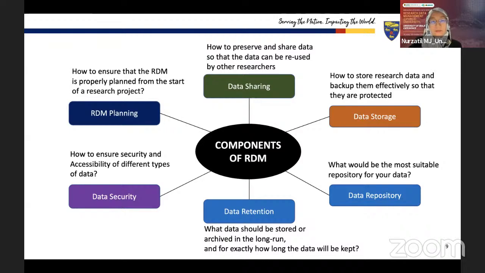Okay, I guess from this presentation onwards, we will explore these components of RDM and put up some examples of how UM is trying to tackle all these aspects of RDM.